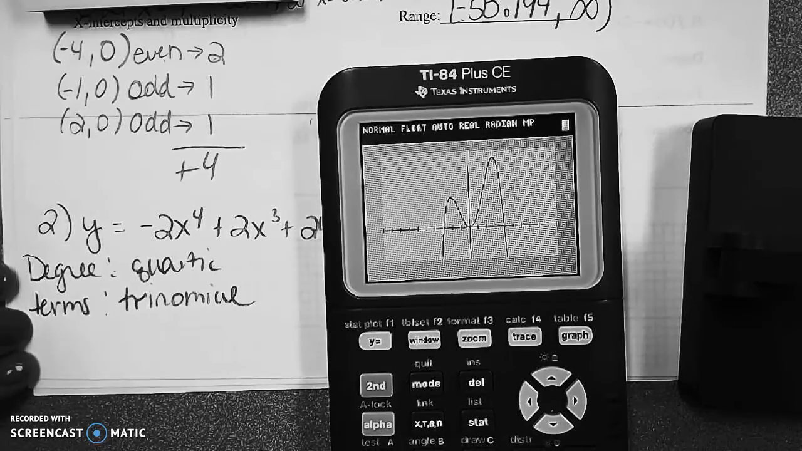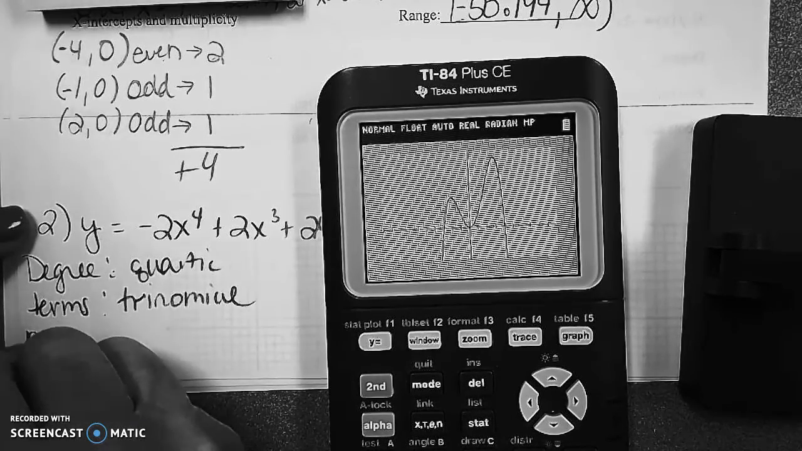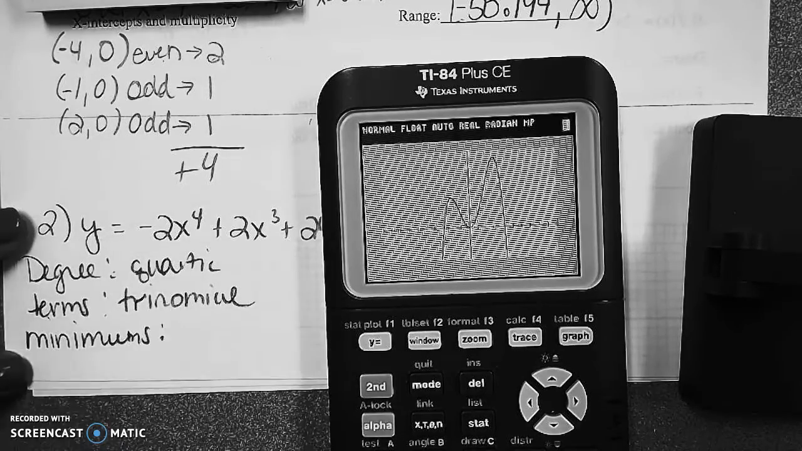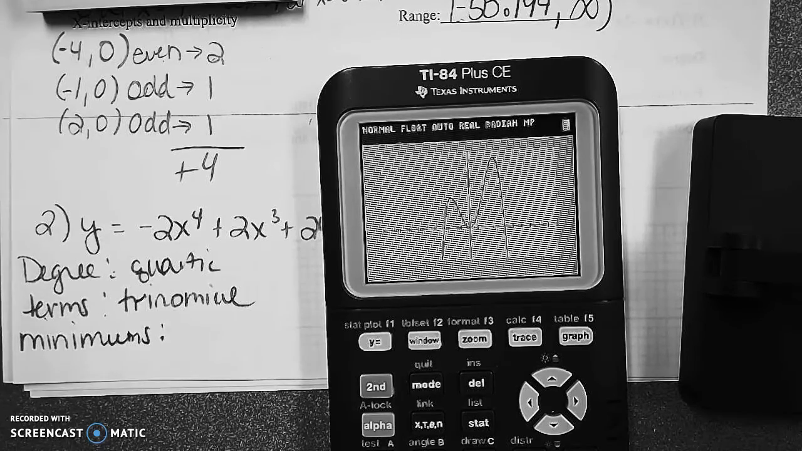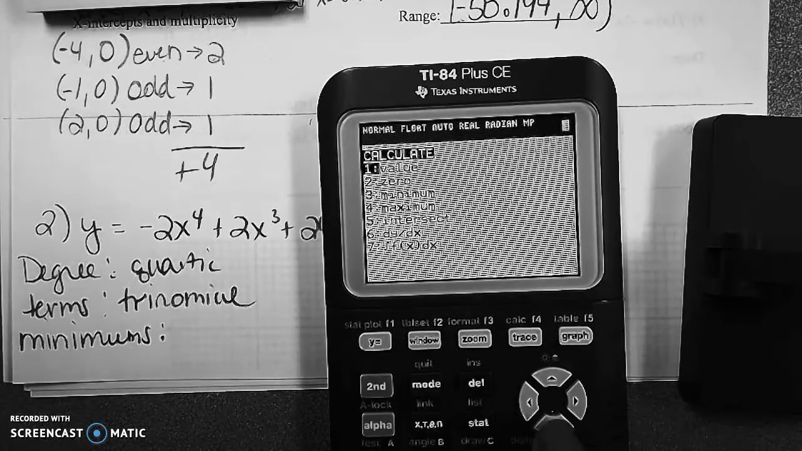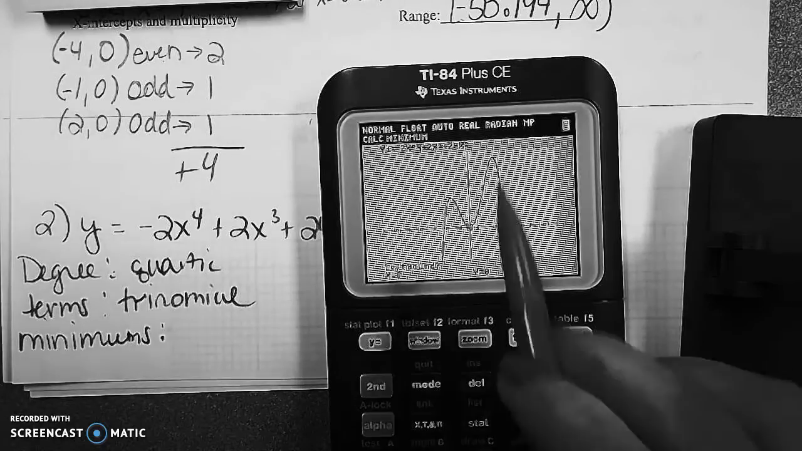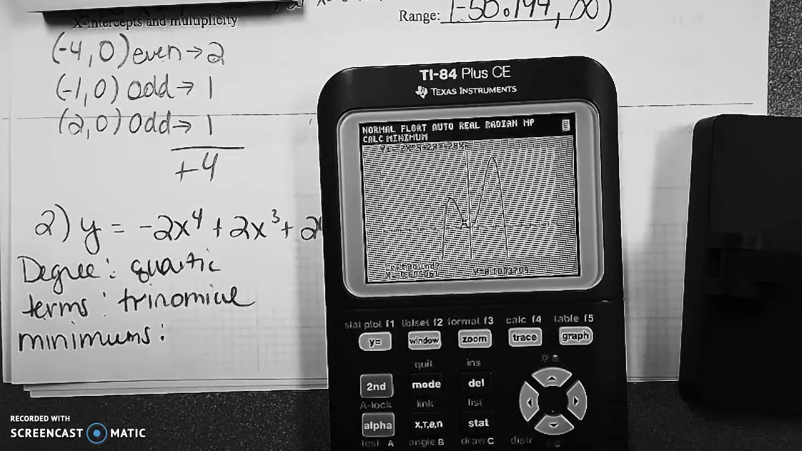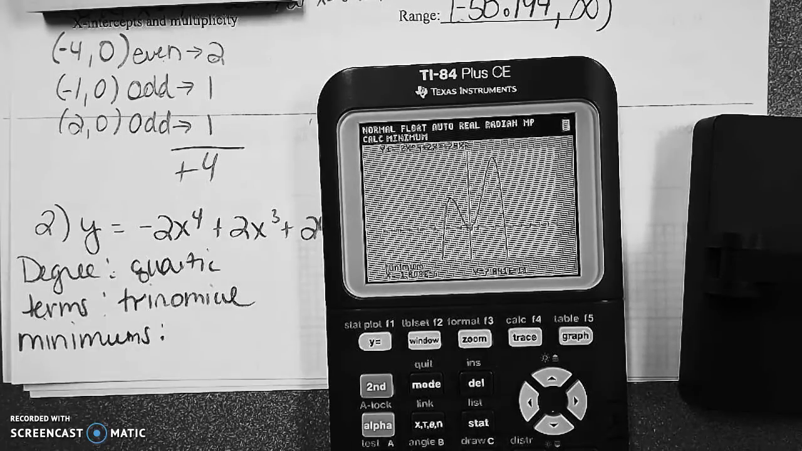So the first thing I want you to do is find any minimums. So go ahead and do that on your calculator. Hopefully what you found is you did second trace and you did min. Here's your one and only minimum. It appears it's at 0, so let's go left bound and hit enter. Right bound and hit enter, and enter one more time.